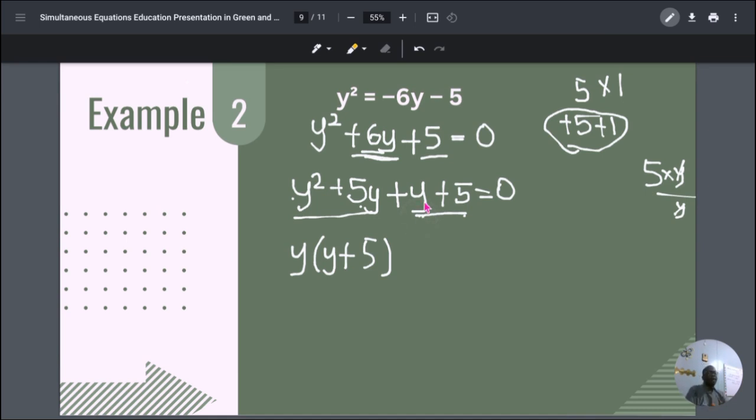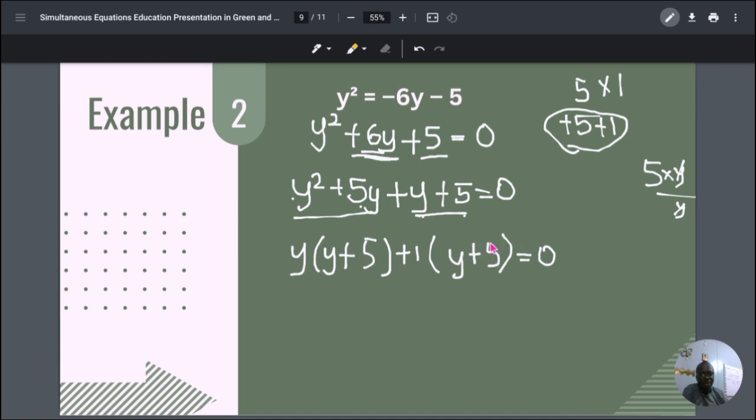y divided by 1 will give you a y. 5 divided by 1 will also give you a 5. So, that will be plus 1 written outside, and then the result of your division will stay inside the bracket. So y divided by 1 is a y, and plus 5 divided by 1 will also give me a 5.